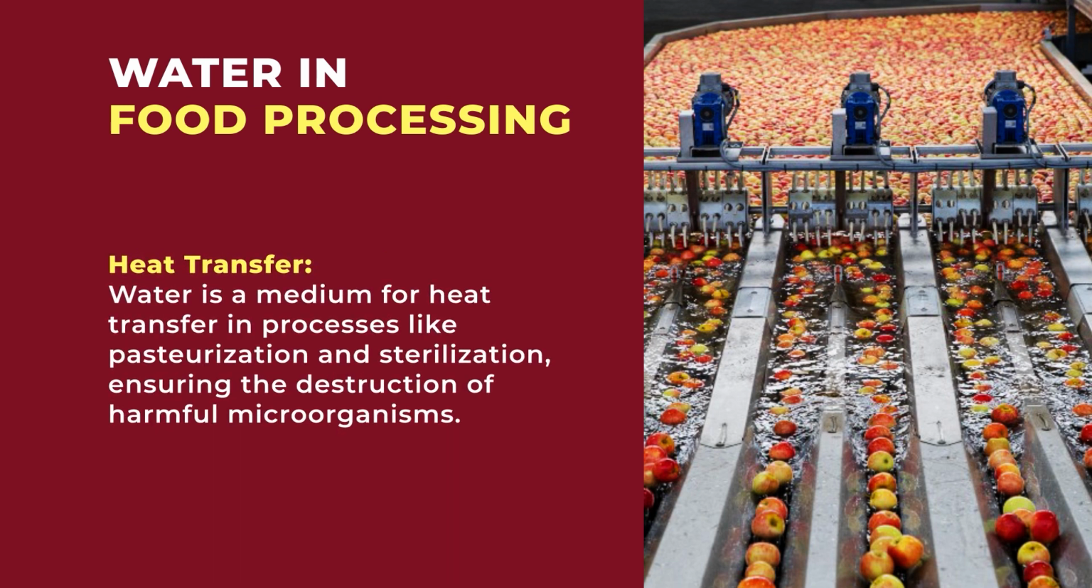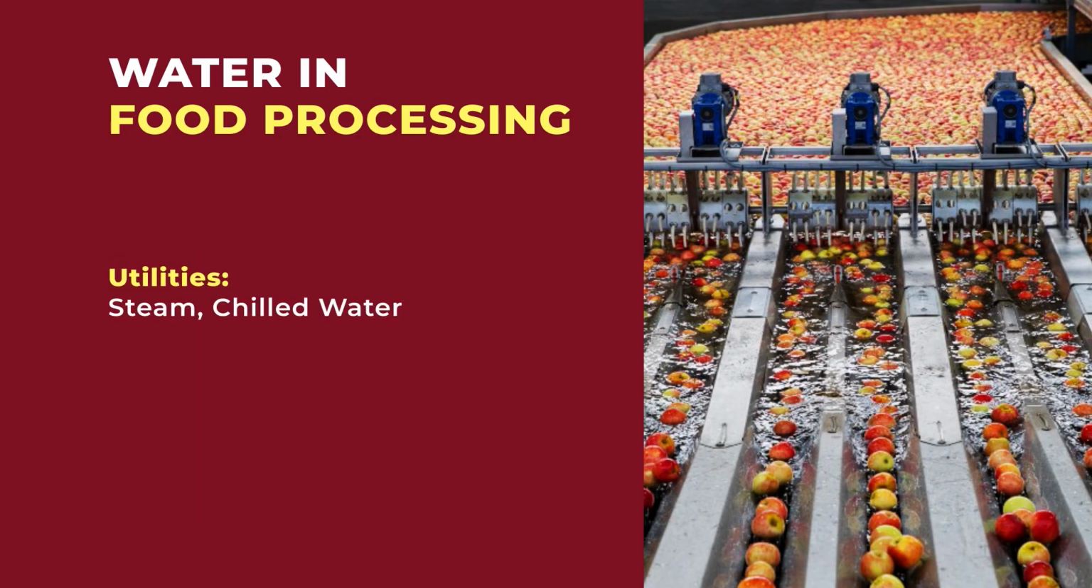Heat transfer: it is a good medium for the transfer of heat, particularly in pasteurization and sterilization. And in utilities also, like steam production, chilled water, and waste disposal and effluent treatment. So these are the roles of water in food processing. The purpose is basically to control the moisture, and similarly in packaging the minimum moisture contamination should take place, and nowadays we can have smart packaging or modified atmosphere storage.